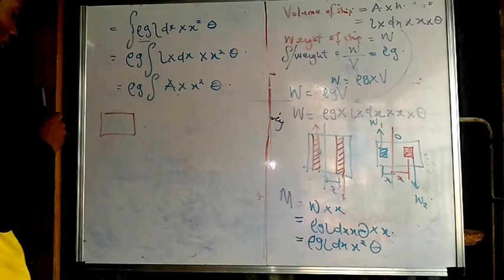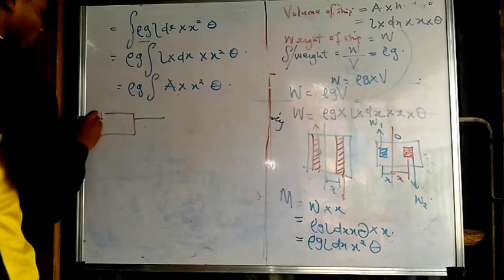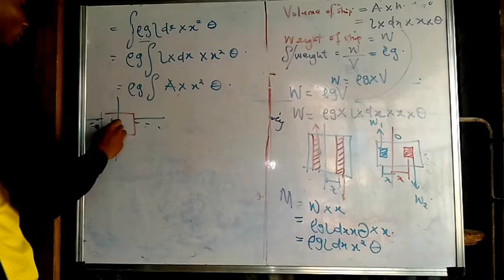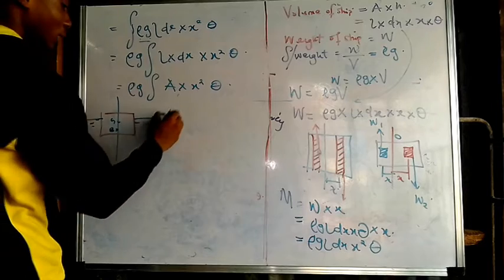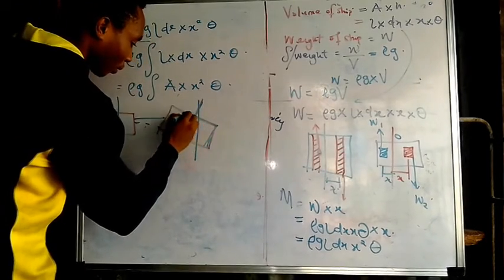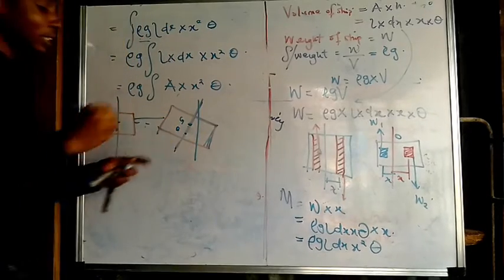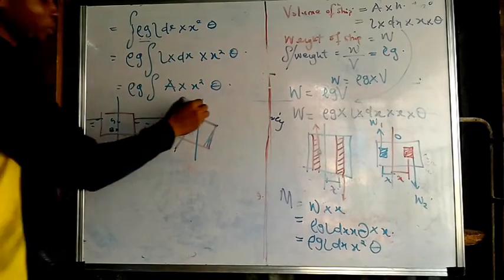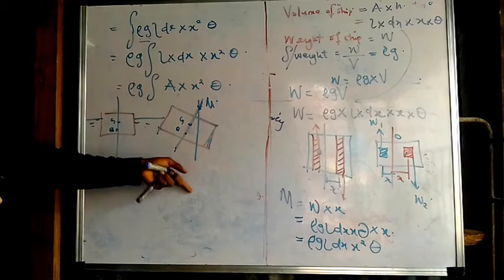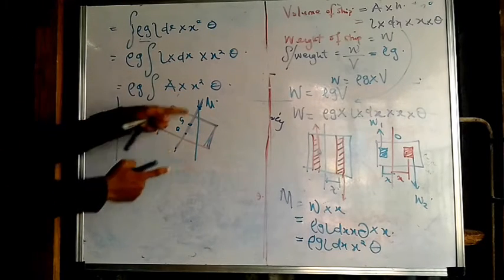Given that this is a body immersed in a fluid, this is the center of gravity and this is the center of buoyancy, right? And when it tilts, this is the center of gravity and this is the center of buoyancy. So when it tilts, we have a metacenter, where the new vertical line meets this other line. That point is called the metacenter.